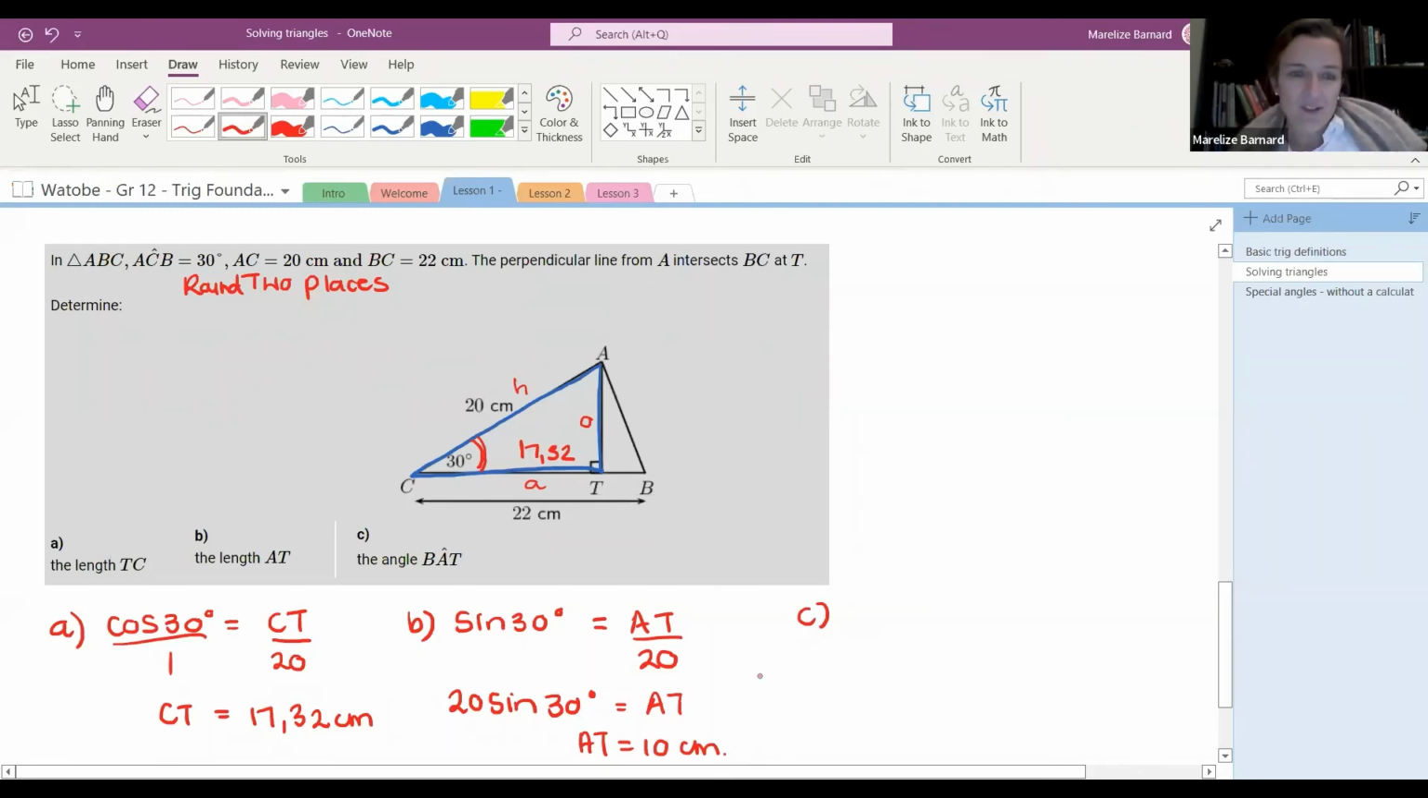Okay, so what's the last one? The angle BAT. Angle BAT, right. So how are we going to find BAT, this angle over here? Right, let's hear. Ordain.